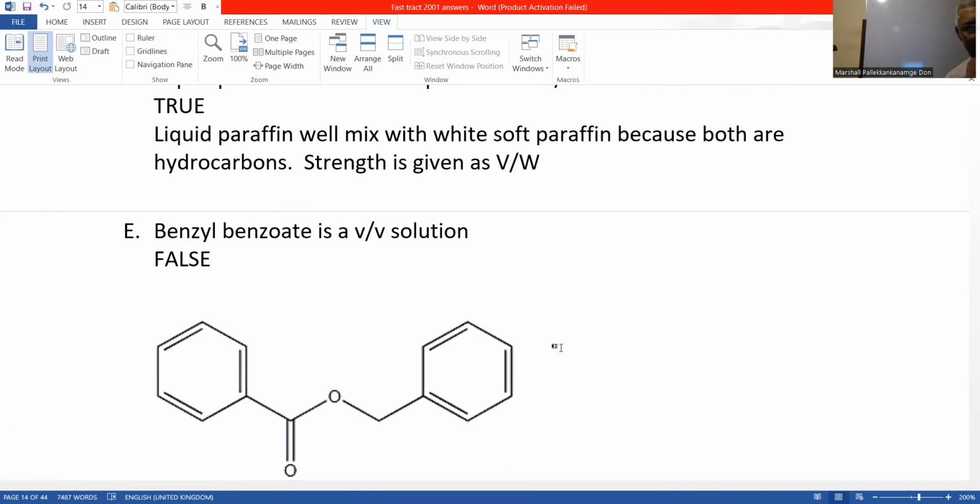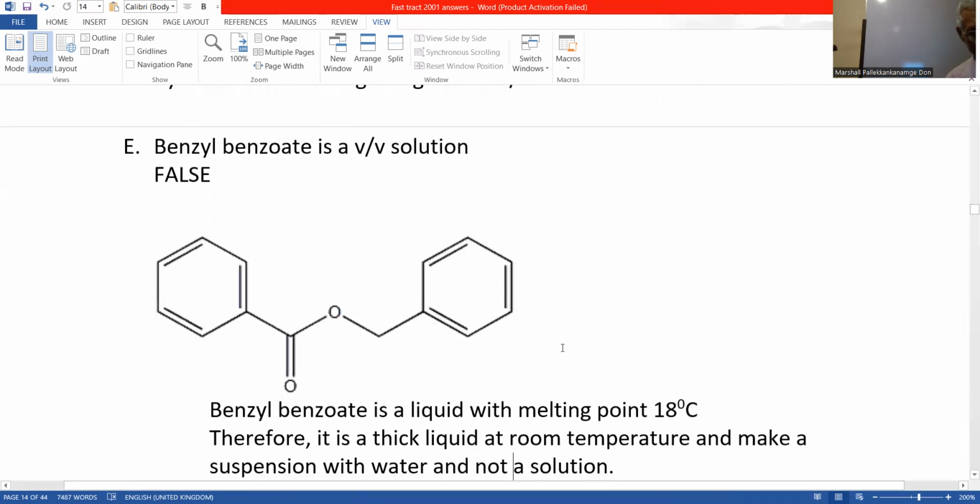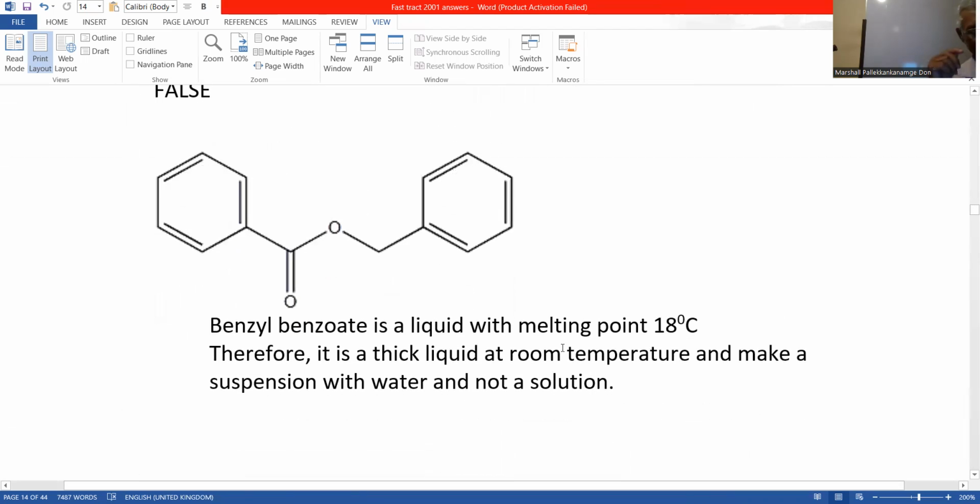Benzyl benzoate is a volume by volume solution. Now benzyl benzoate, that is BB cream, is not a solution, it is a suspended medium. Benzyl benzoate's melting point is 16, so it is a liquid above 18. It is a thick liquid at room temperature and makes a suspension with water, not a solution.